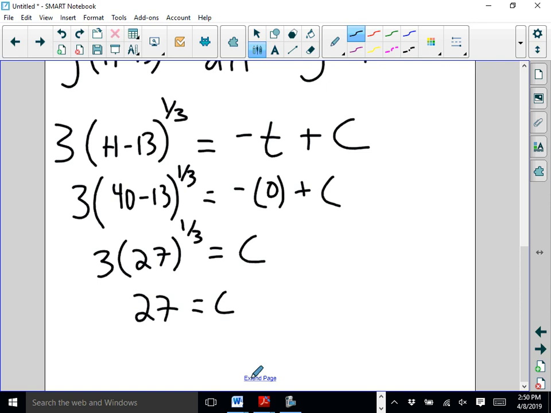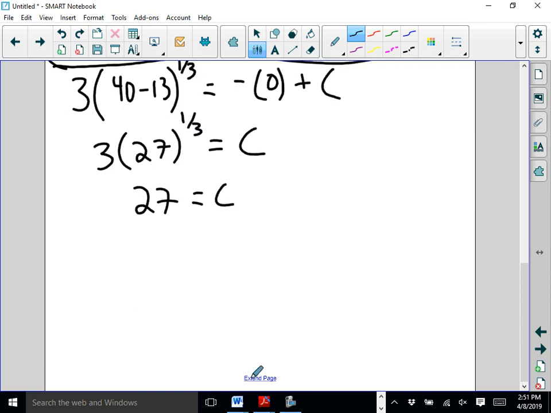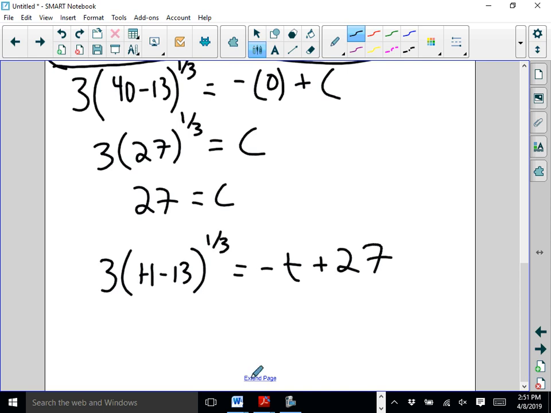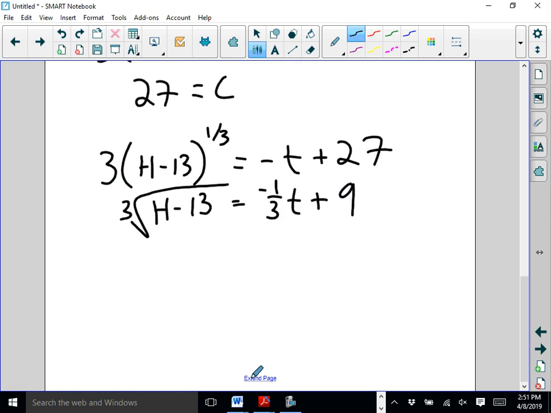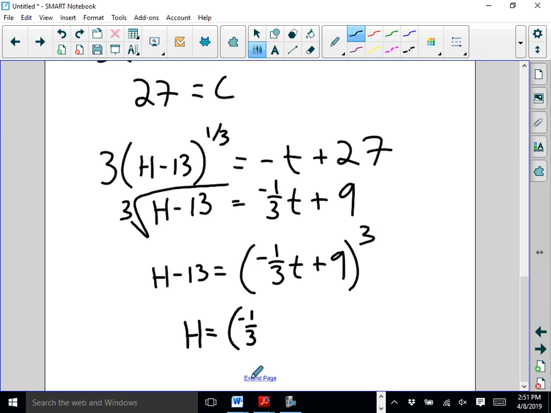Now I'm going to plug that back into this equation right here, and I'm going to get 3 times (h minus 13) to the 1/3 equals negative t plus 27. Now I just have to solve it to say h equals. So the first thing I'm going to do is divide everything by 3. So h minus 13, which I'm going to think of as a cube root now, equals negative 1/3 t plus 9. I'm going to divide both of those by 3. Now to undo a cube root, I'm going to raise everything to the 3rd power. So I'm going to get h minus 13 equals the quantity negative 1/3 t plus 9, cubed. And then I'll get h equals the quantity negative 1/3 t plus 9, cubed, plus 13.